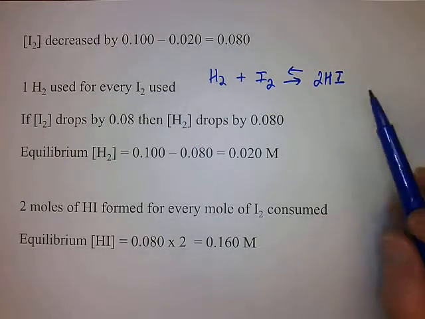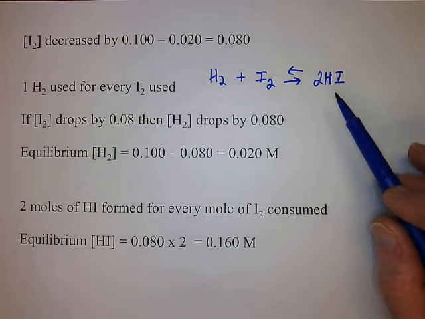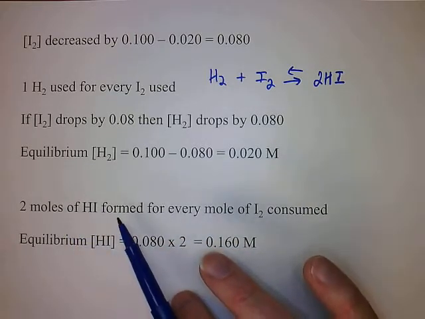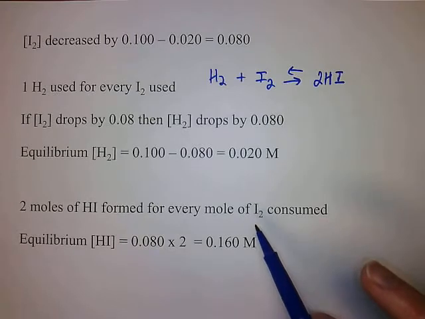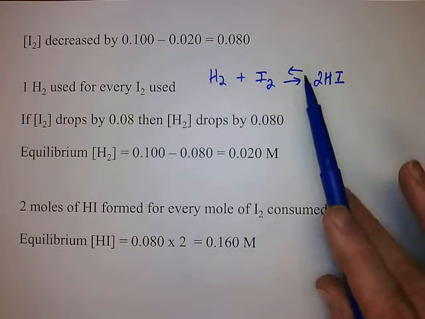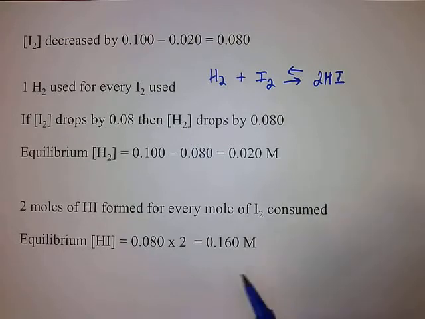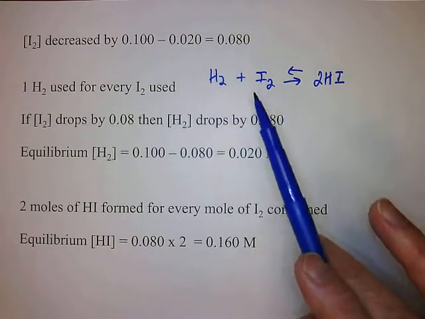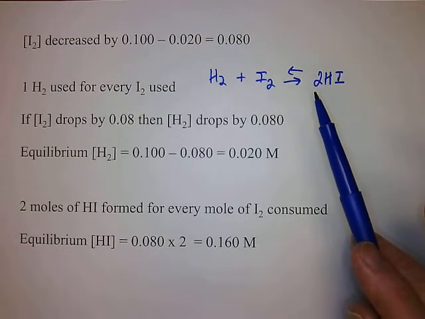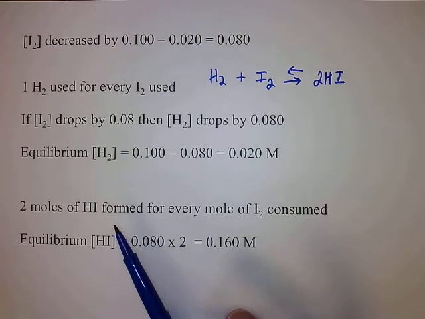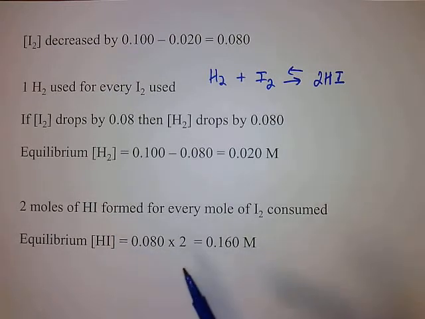Okay, now, what about the concentration of HI? We have 2 moles of HI formed for every mole of I2 consumed, right? Where's that coming from? One more time, it's coming from the coefficients in the balanced equation. For every one of these we lose, we make 2 of these, right? So you have 2 moles of HI formed for every mole of I2 consumed.